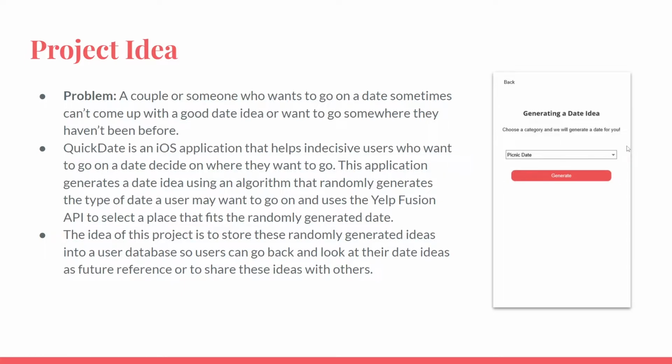And once you do that, the output of this date could be like a picnic date, a dinner date, or something general like a dinner date, like I said. So if a dinner date is selected, then the Yelp Fusion API is able to search that up in Yelp and get all of the restaurants or places that fit that input.